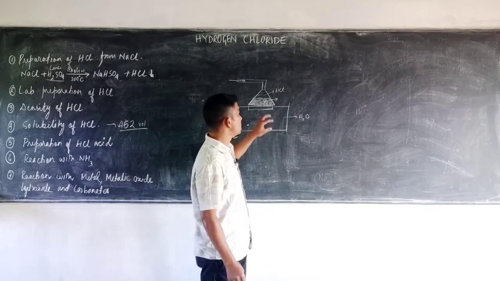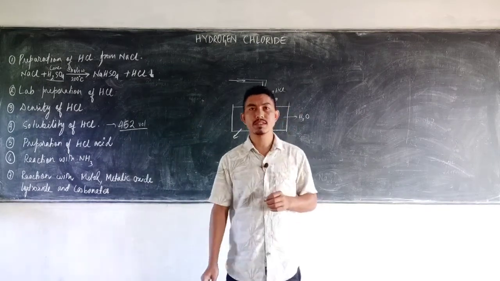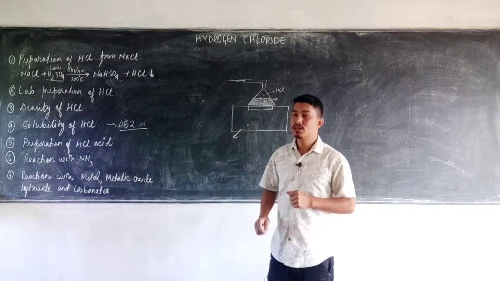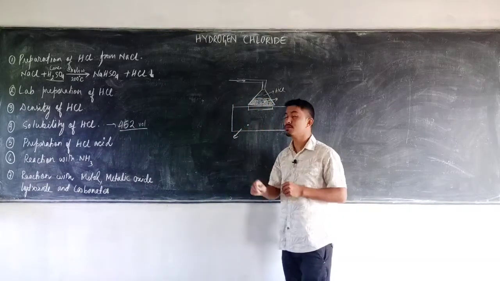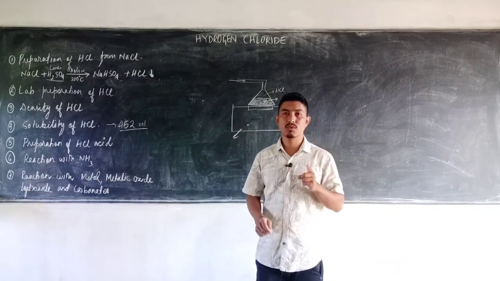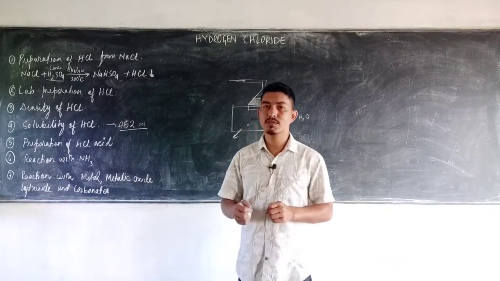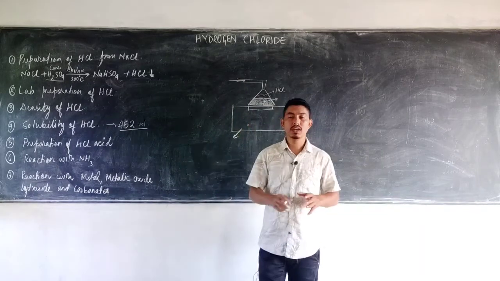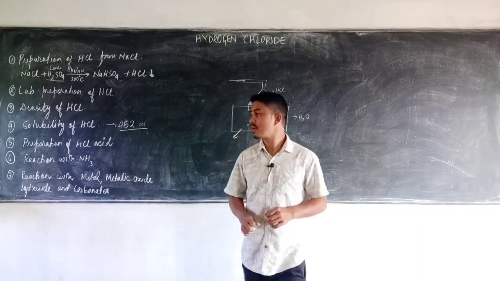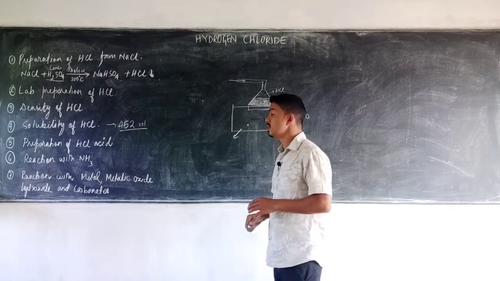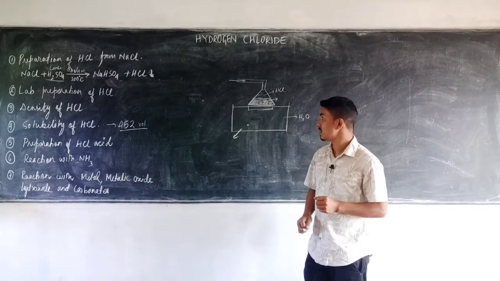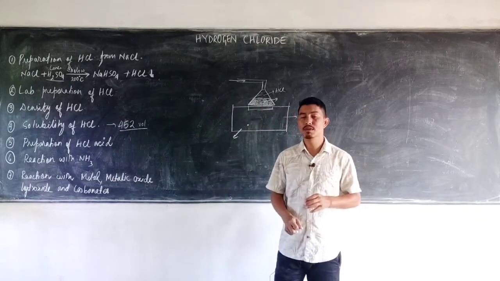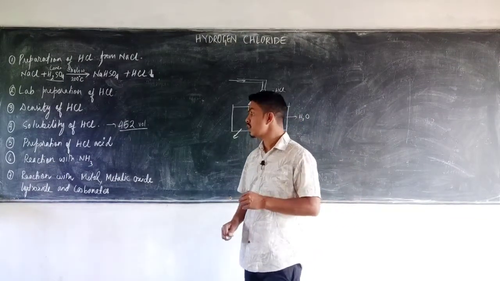When the water gets highly saturated with the HCl gas, hydrochloric acid is formed in the beaker. This funnel arrangement does two things. One, it prevents the backward suction of the water into the tank that contains the HCl gas, and second, it provides a larger surface area for the water to absorb the HCl gas. This is how hydrochloric acid is produced in the lab with the help of the funnel arrangement.